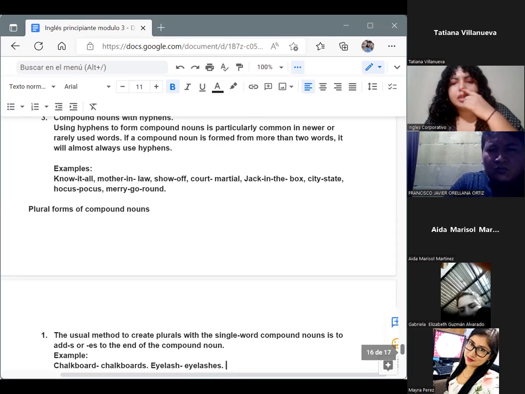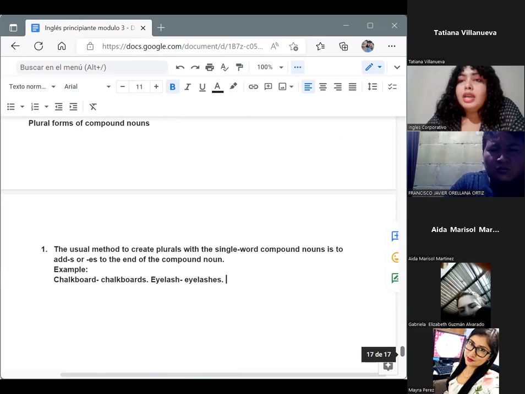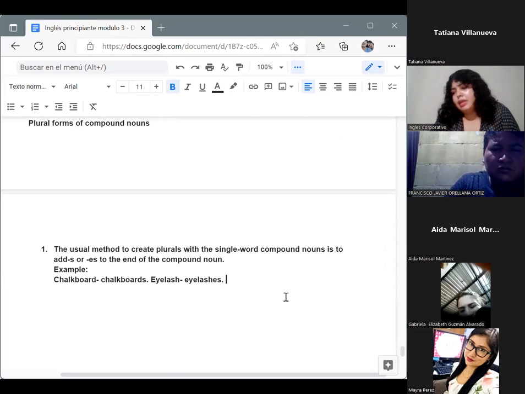So here we have the example of these ones. In here, we are just going to add S or ES at the end of the nouns. And we have the example, childboard, and making it plural, we have childboards. Then we have eyelash, and then we have eyelashes. In that case, we're adding ES at the end of the noun.